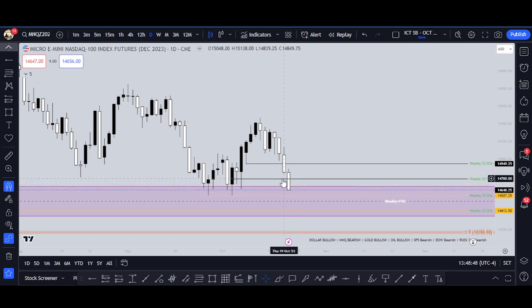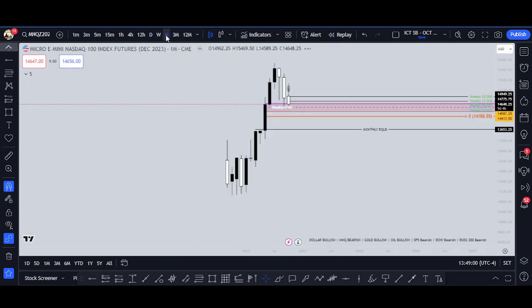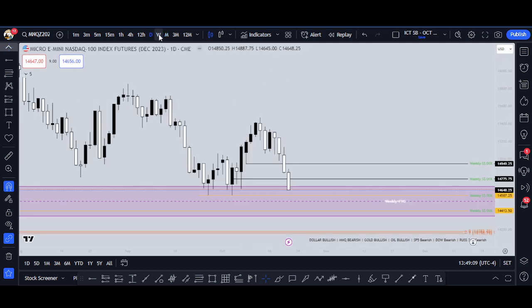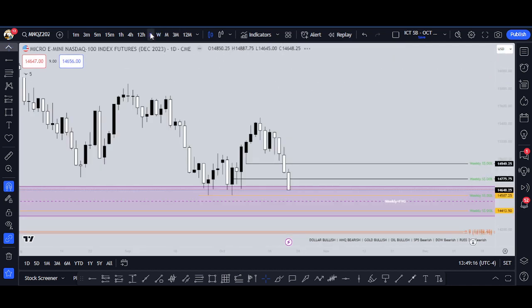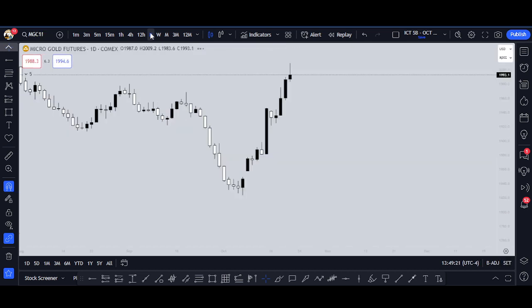Friday's candle closed below Thursday's candle. Again, I'm thinking bearish. I have these relative equal lows here. So I'm looking bearish. It could be bearish all the way until at least 13,653.25. So I am bearish on the Nasdaq, and those are my draws on liquidity.